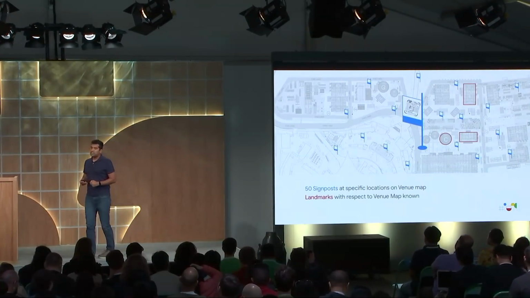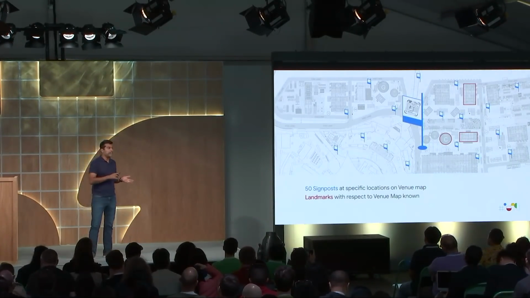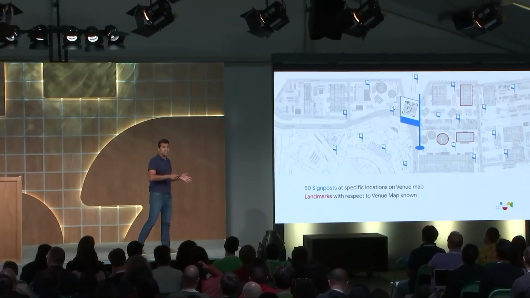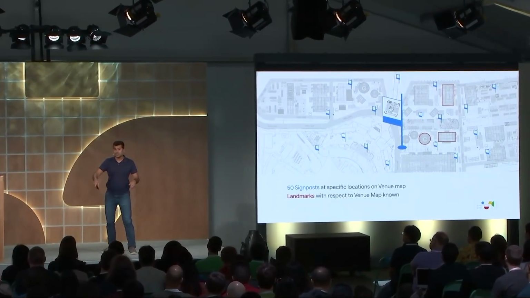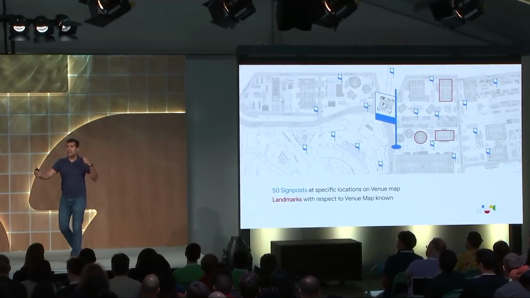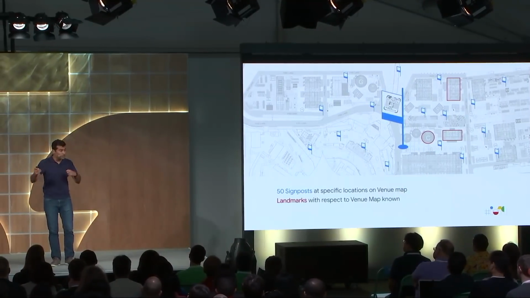The first thing is that we have 50 such unique signposts, which are placed at very precise locations all across the Google I/O venue. And you have these landmarks. Just because we have designed the venue, we know where exactly each of these landmarks are with respect to the signposts. For example, I know that there's a signpost right outside, and session stage number 6 is right here. So the signposts and the landmarks maintain a common frame of reference.